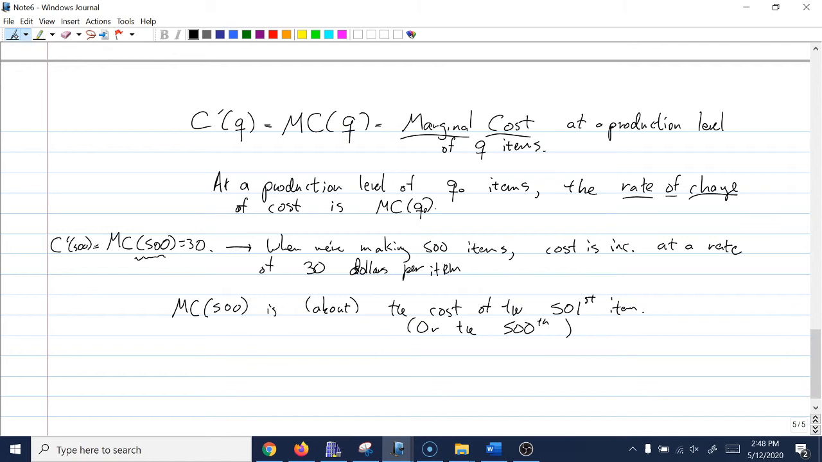But we're more likely to think of it as the 501st. This is the short, easy, understandable way of saying what the marginal cost means. It's the cost of the 501st item. Similarly, marginal revenue of 500 is the revenue on the 501st item. And MPi of 500 is the profit. Profit with a P, not a pi.